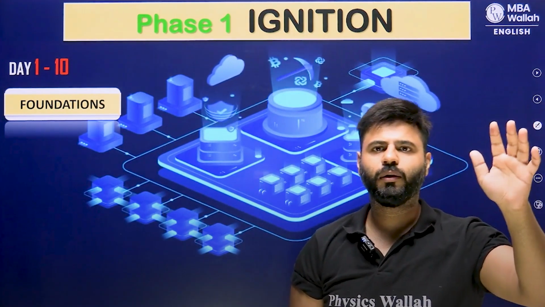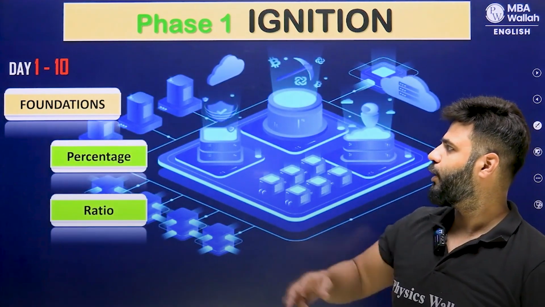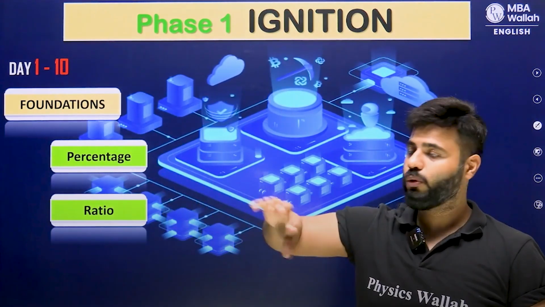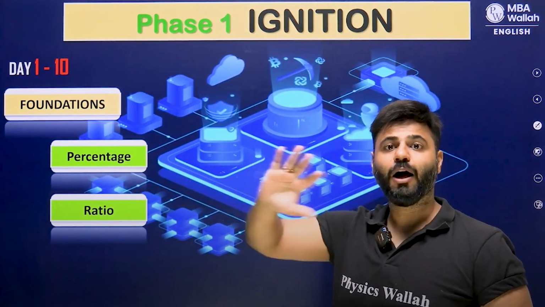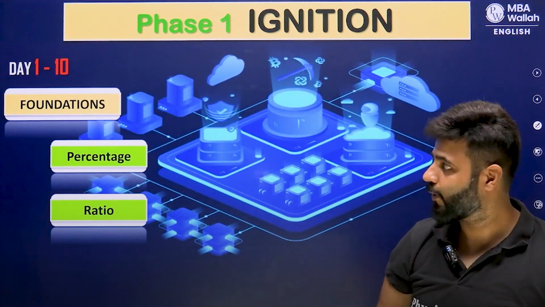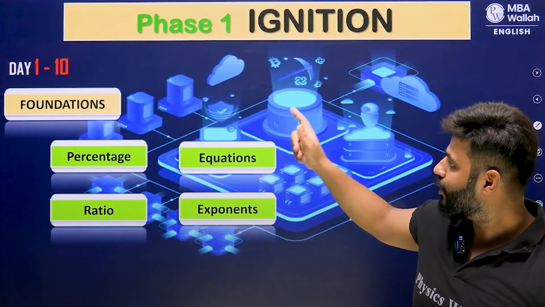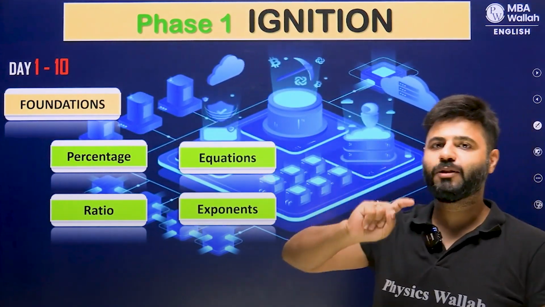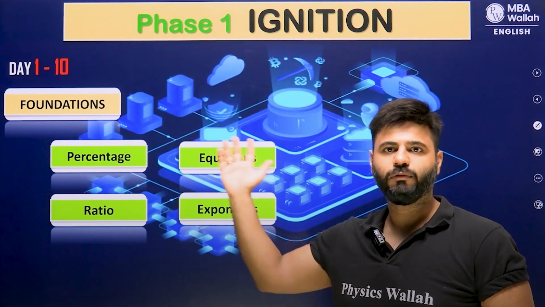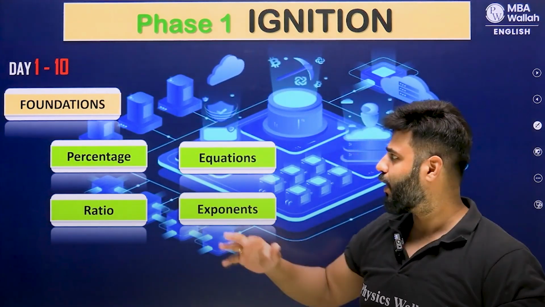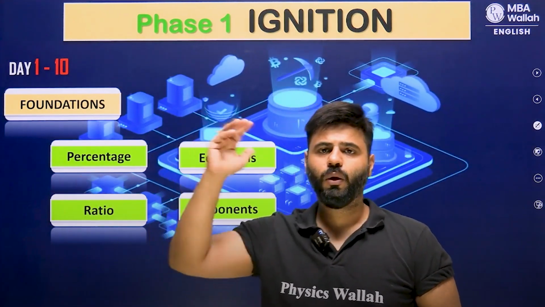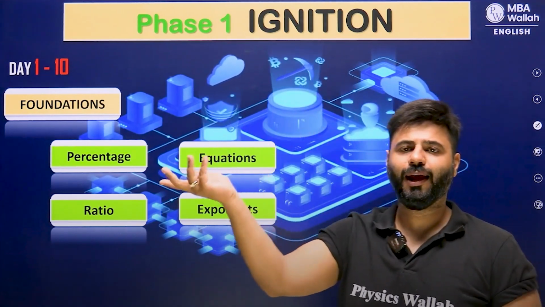In quant, the most dominating topics are arithmetic and algebra, and they form the foundation for each and every topic. So your responsibility is to cover percentage and ratio, which is going to determine how well you perform in arithmetic. And in algebra, you need to do equations and exponents. Here I'm talking about the basics of them, right?